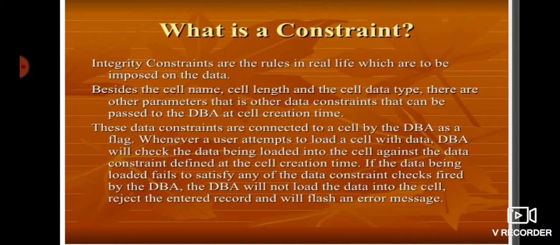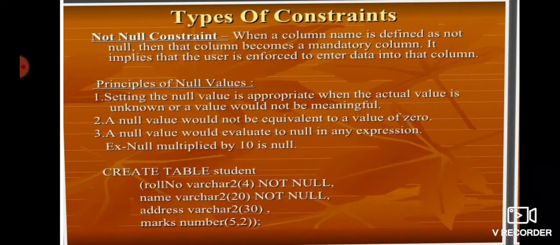So, database constraints are the rules applied by the database administrator to the data so that only relevant data is entered in a cell. Whenever a user enters data which does not satisfy the rules created by the database administrator, the entered record is rejected and an error message is flashed. So, what are the types of database constraints?